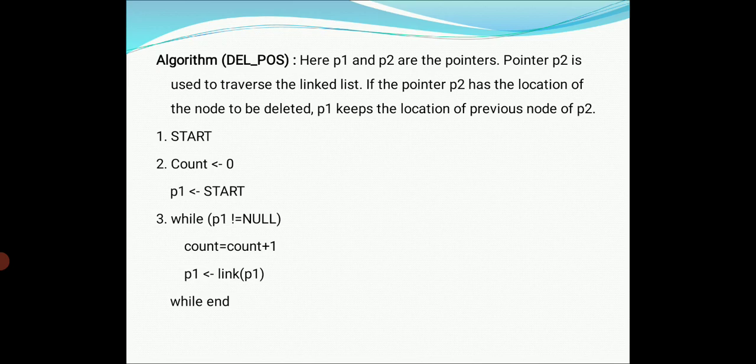P1 is the starting node. While P1 is not equal to null, count is incremented by 1, one by one, up to the position to be deleted. So that is the tracing. If the position is 1, call the delete beginning function, that is, deleting the node at the first position. Then if the position is equal to count, that is the end, call the function to delete the end of the linked list.